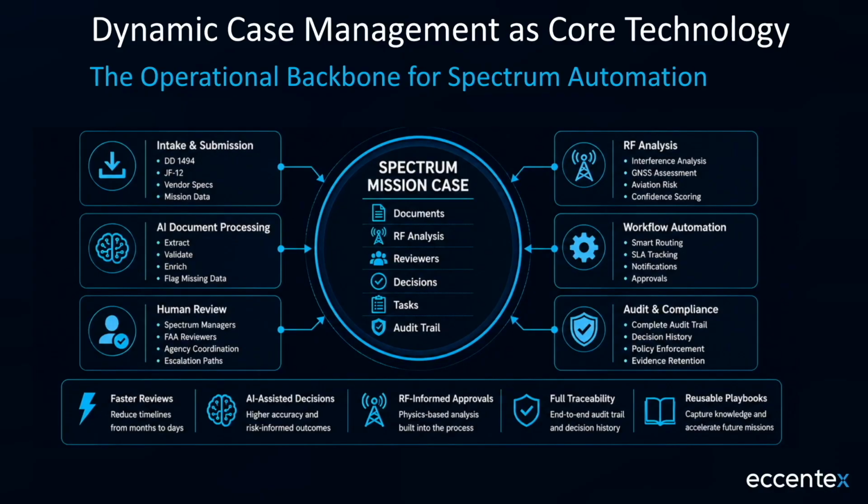Now let's look at the operational backbone of the solution. Eccentex AI-powered dynamic case management. Every Spectrum authorization becomes a single mission case, bringing together intake data, documents, AI review, RF analysis, approvals, tasks, and the complete audit trail. Instead of managing requests through disconnected emails, spreadsheets, and manual handoffs, the platform orchestrates the full end-to-end authorization process. Now let's switch to the live application.